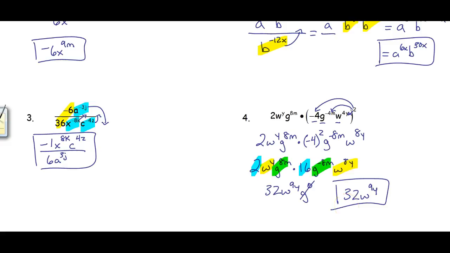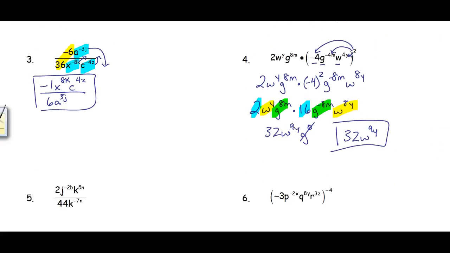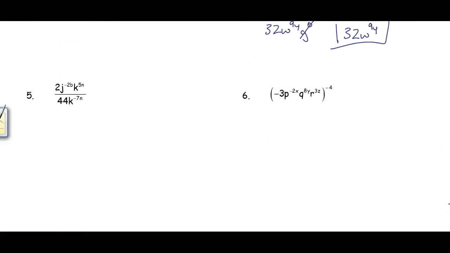Again, pause if you need to, but I'm going to keep on moving. Okay, 5. I'm going to simplify my fraction out front and make it 1 over 22. And then what negative exponents do we have to move around? k to the 5n is going to stay. So we know k to the 5n is staying on top. What else is moving to the top? k to the positive 7n. And then j to the 2b is going to move down.